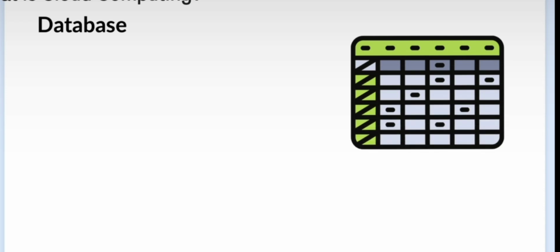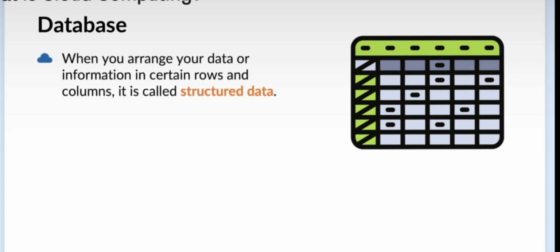Again, take the same example. Suppose while working on the project, you created an Excel sheet. This sheet has information regarding your projects in rows and columns. When you arrange your data or information in certain rows and columns, it is called structured data. The data in an Excel sheet is also structured data. It is basically a format which makes it convenient to store or fetch the data whenever you want.